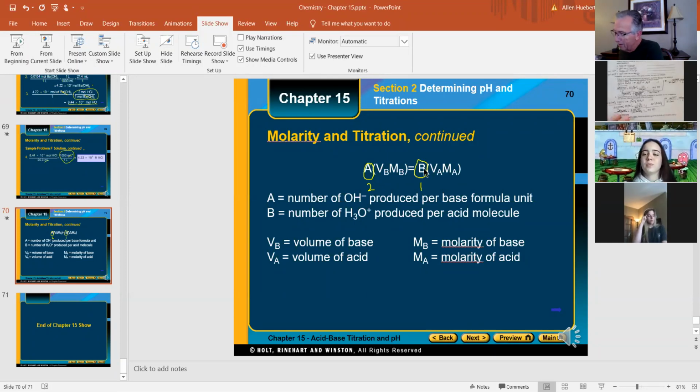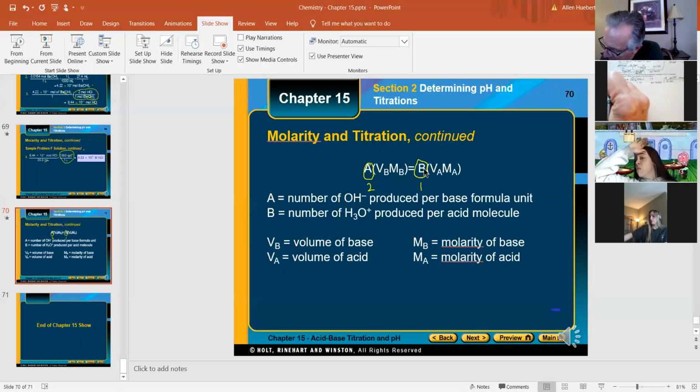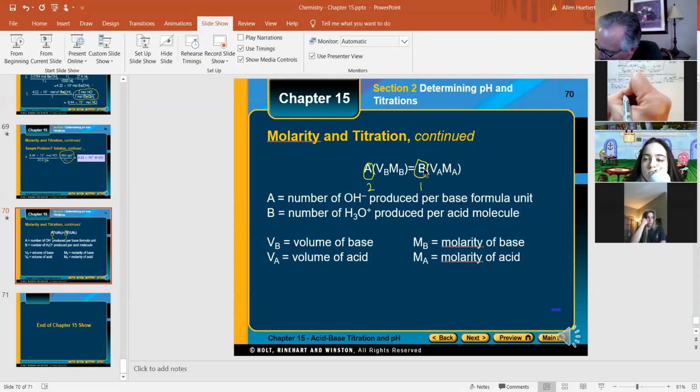Okay, now let's do the second one. Do it the shortcut method. So again, I'm going to have B for base. That's the number of OHs times the volume of the base times the molarity of the base is equal to the ions that the acid produces times the volume of the acid times the molarity of the acid.